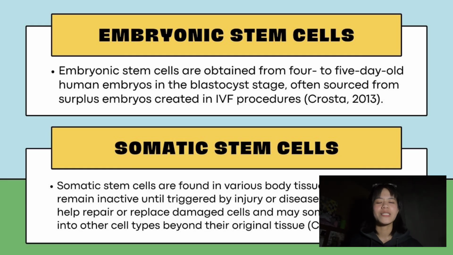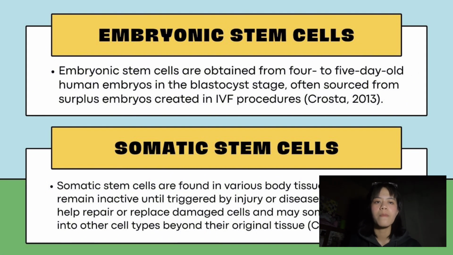So next, I will explain to you about the somatic stem cells, also called adult stem cells. They are found in many parts of our body like the brain, bone marrow, blood, muscles, skin, and liver. These stem cells usually stay inactive for a long time until something happens like an injury. When activated, they help repair or replace damaged tissues.